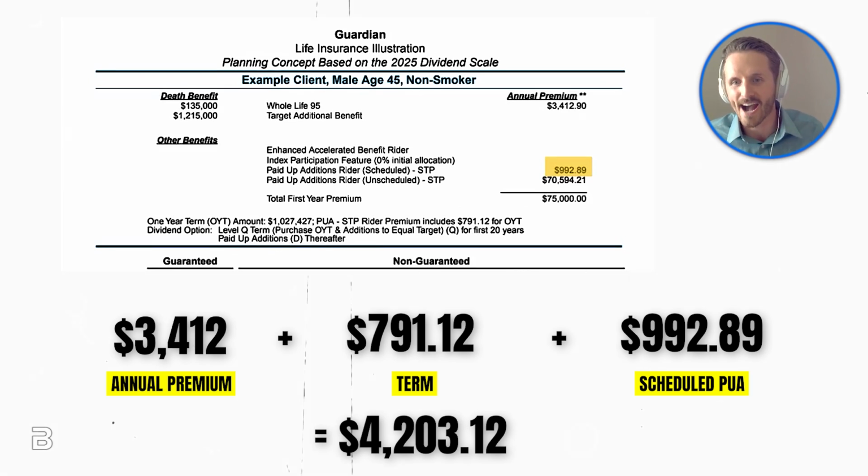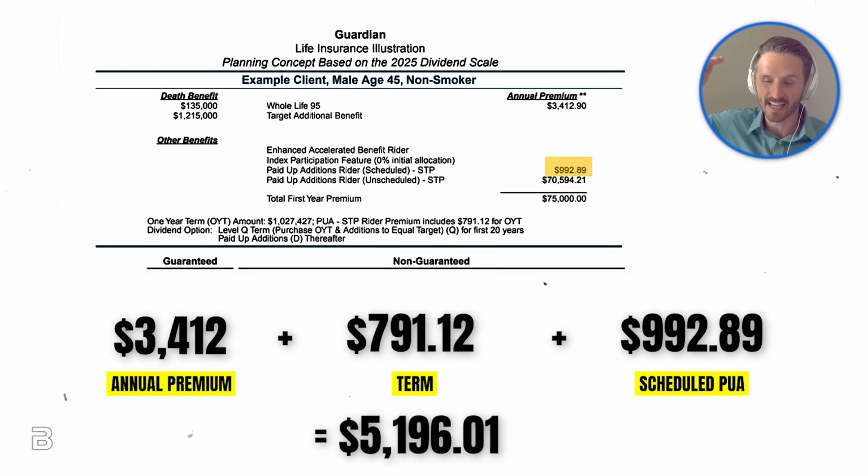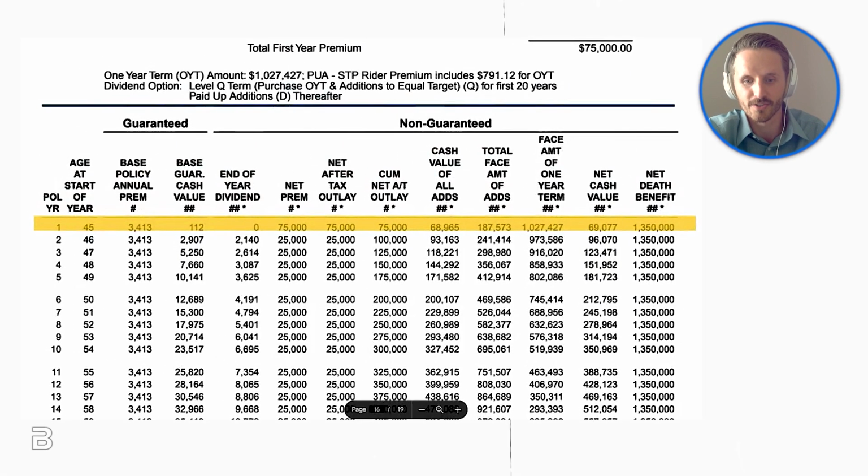So you're looking at pretty much $5,200 total that you have to pay in order to keep that high limit of being able to overfund if you want to in the future. That's pretty amazing, right? That's a really low base. That's really, really cool.